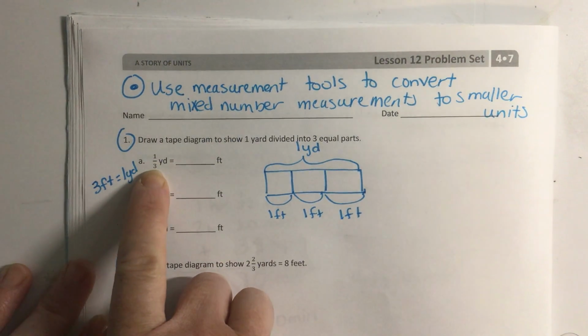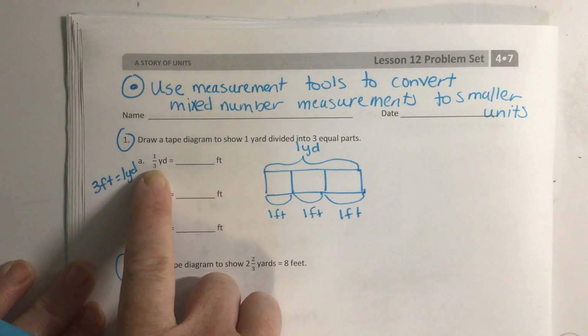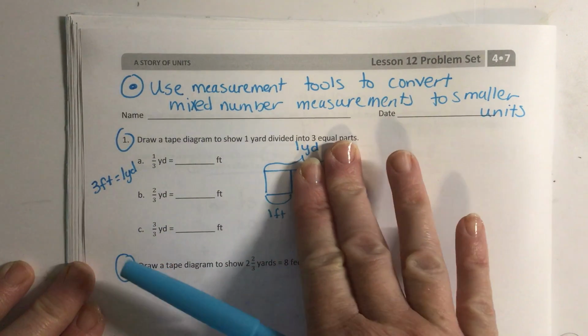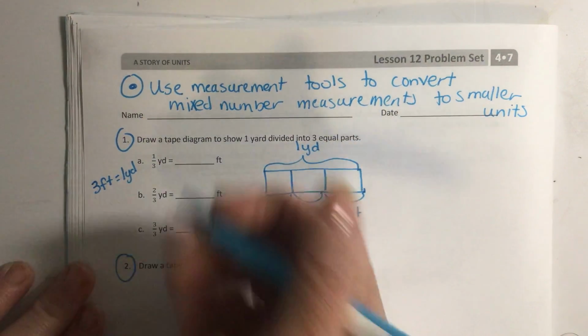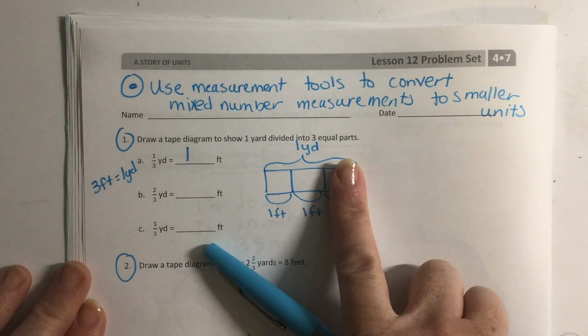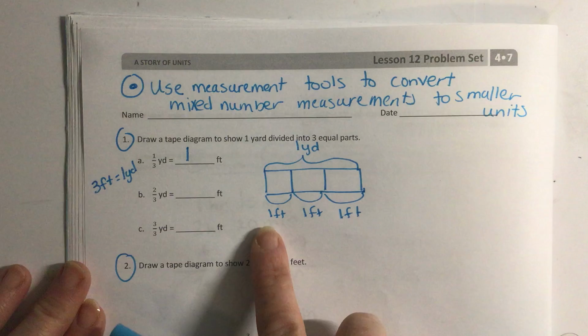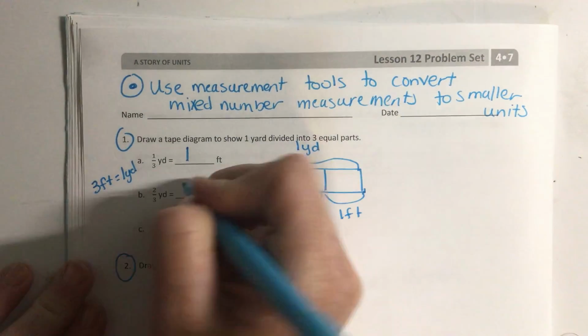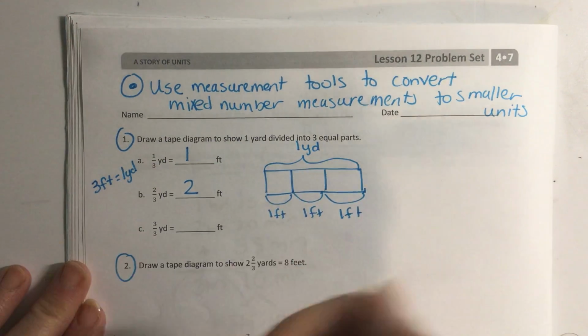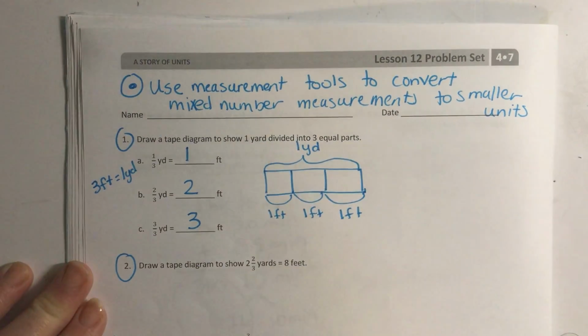So let's take a look at our fractions. We have 1/3 of a yard. That would be just one of these, and that is going to be 1 foot. 2/3 of a yard would be 2 of these, so that's going to be 1 foot, 2 feet. 3/3 of a yard would be all of them, so that would be 3 feet. If you need to, pause the video to catch up.